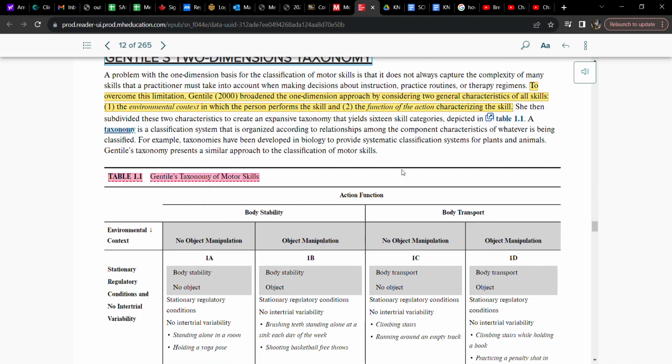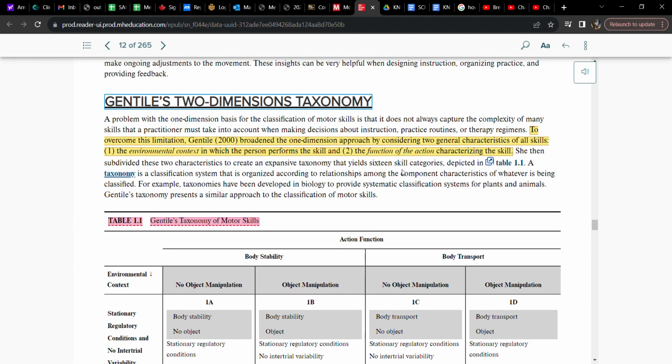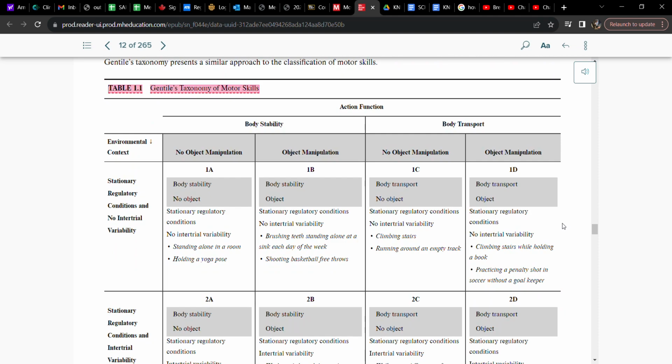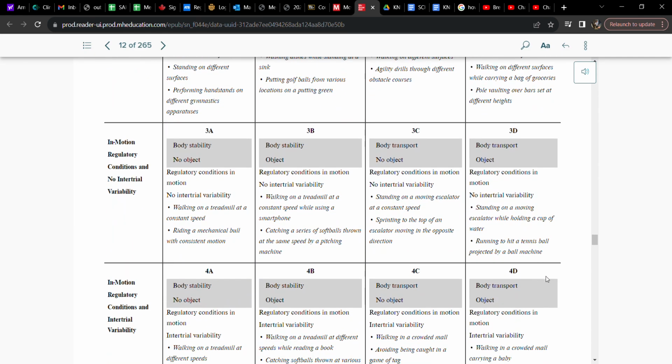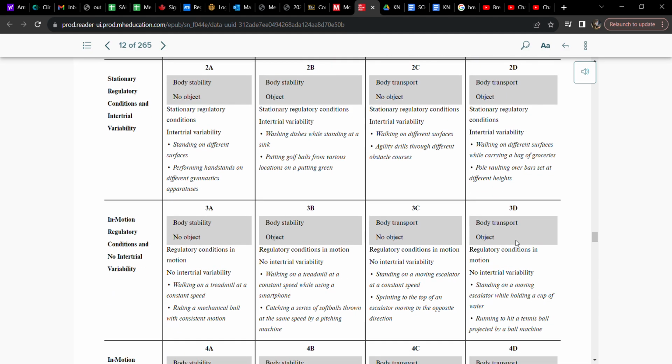Moving on. This is what you're going to need to cover in your final project. This is Gentile's two-dimensional taxonomy. I want you guys to know this because you're going to need to know it for your quiz, and you're also going to need it for your final project. There are 16 components to Gentile's taxonomy of motor skills. There's the action function on the x-axis, and then the environmental context on the y-axis. You're going to see a ranking all the way from 1A right down to 4D.